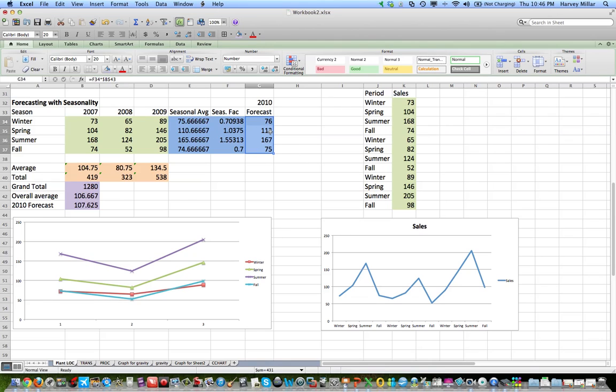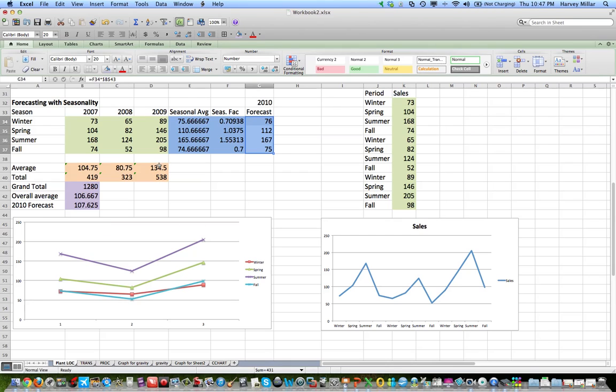For spring, 112, 167 for summer, and down to 75, which is not a whole lot different from 2007 demand. That's because the average of 2008 and 2009 somehow brings us somewhere in the middle to 2007 data. All right? So that's our forecast. We could choose to accept it or not, or try to find another way to forecast.